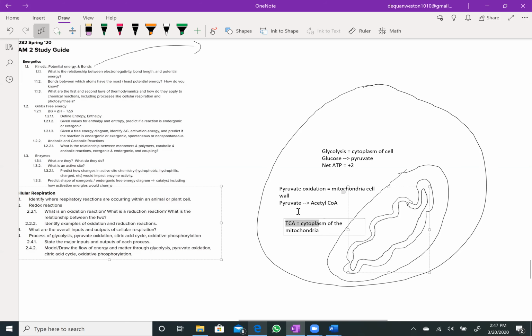So TCA, what exactly was that again? Was that the citric acid cycle? It's the citric acid cycle or the tricarboxylic acid cycle. TCA stands for tricarboxylic acid. Okay, but it's the same process? Yeah, same thing. It's also called the Krebs cycle. Where does that occur again? That occurs in the cytoplasm of the mitochondrial cell. Let's see. Okay, cellular respiration. He probably has a simplified version of the Krebs cycle in here.